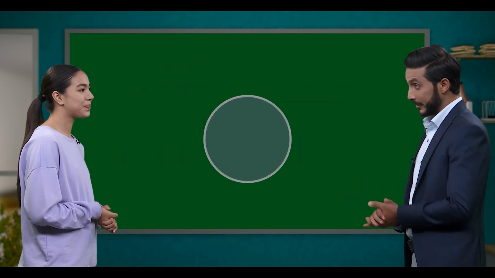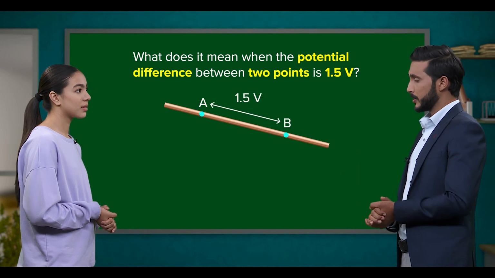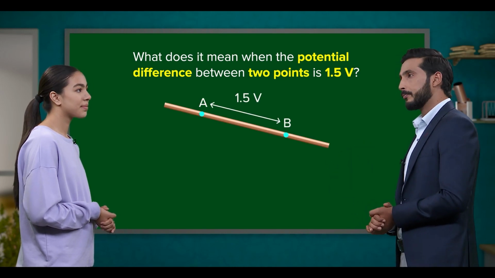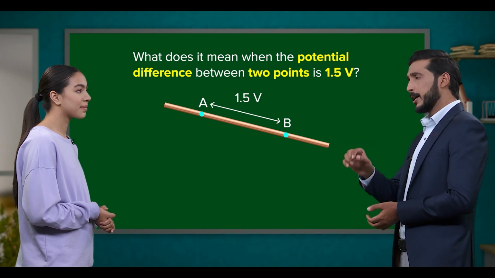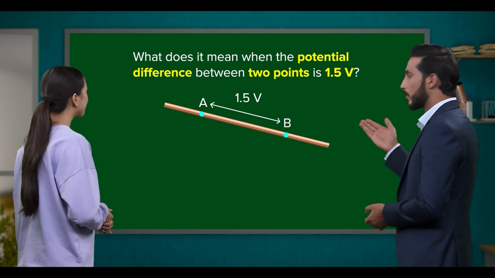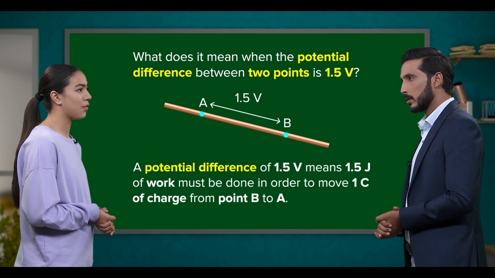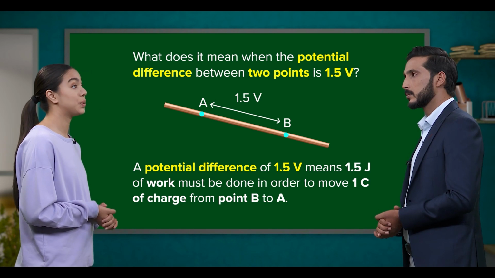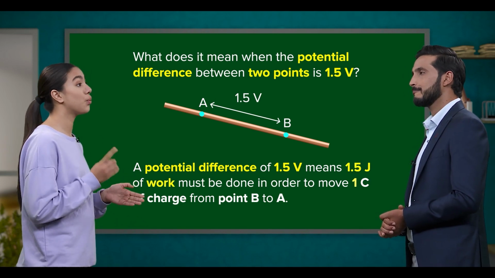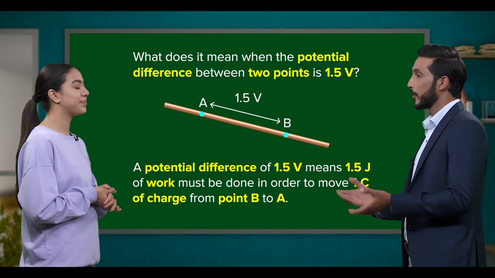Great. In that case, if I say that the potential difference between 2 points of this wire is 1.5 volts, what does it mean? Let's say that point A is at a higher potential. A potential difference of 1.5 volts implies that we need to do 1.5 joules of work in order to move 1 coulomb of charge from point B to point A. Wonderful.